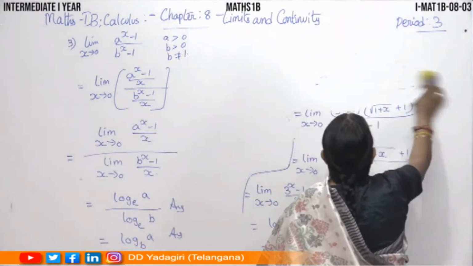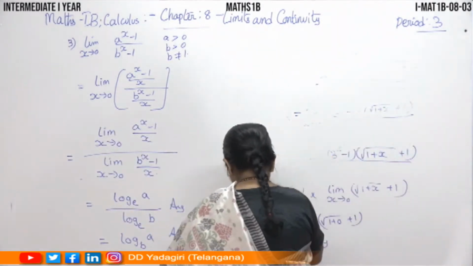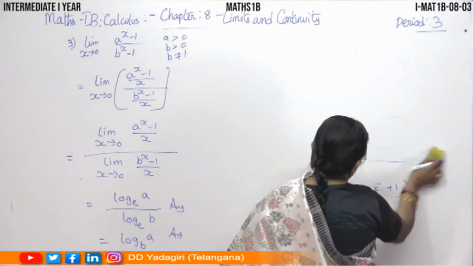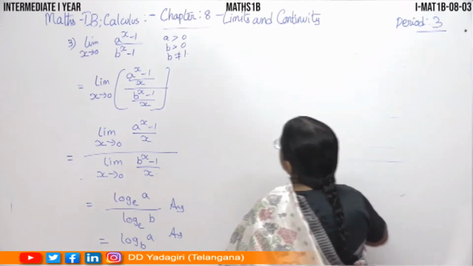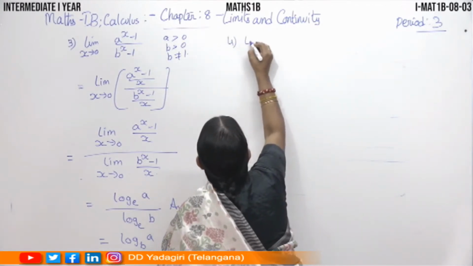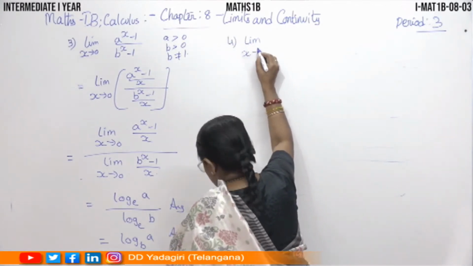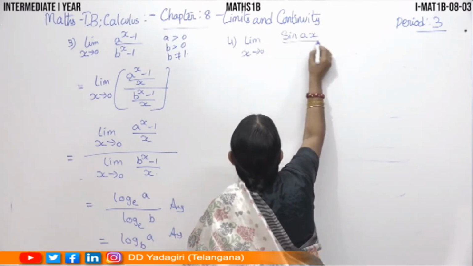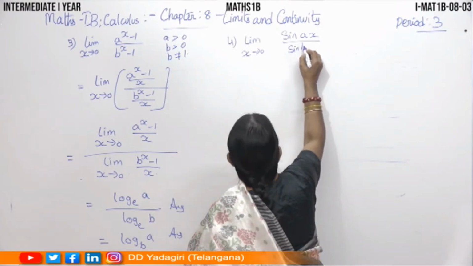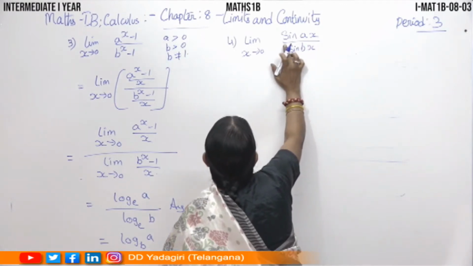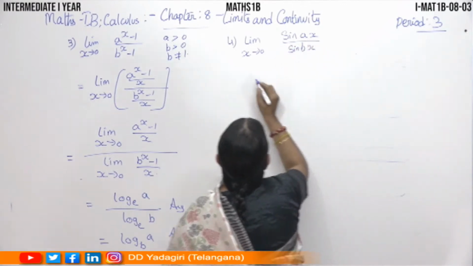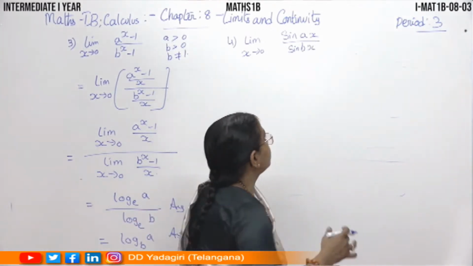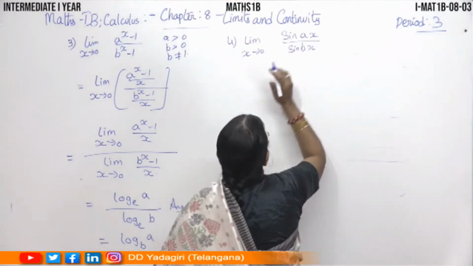Now the next problem, the fourth problem, is limit x tending to 0 of sine ax by sine bx. So again, when I substitute, it is 0 by 0 form only. We have the standard limit as sine x by x. Sine x by x should be there.